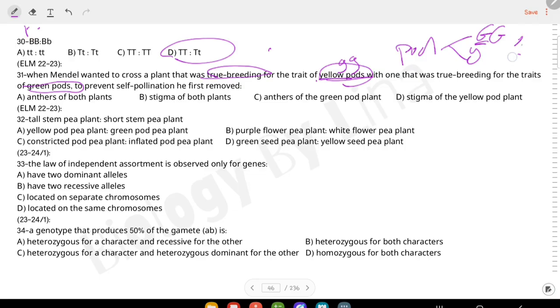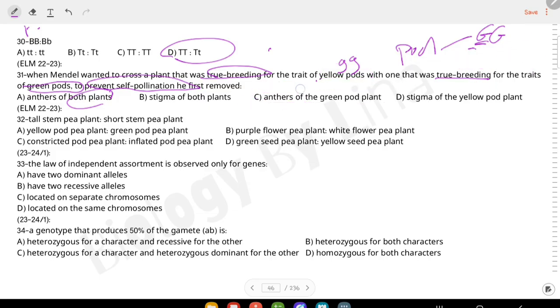So the green one will be either G capital, G capital, or G capital, G small. What about the yellow pod? It will be G small, G small. So when he crossed true breeding for yellow pod with one that was true breeding for the other trait, which is the green pod, to prevent self-pollination, what he did, as we said before, he removed the anthers, which is the male part. Is it for both plants or for one of the plants? He removed it for one of the plants, which is the dominant one here, the green pod. So the correct answer will be C.